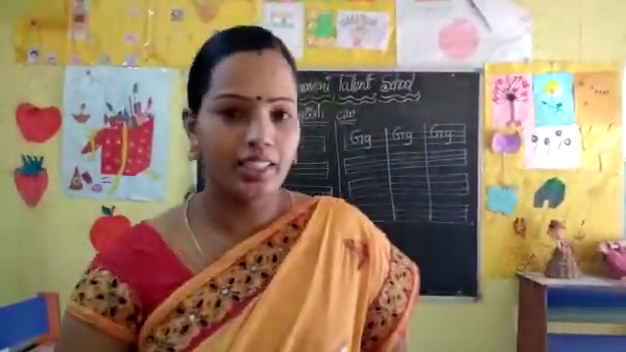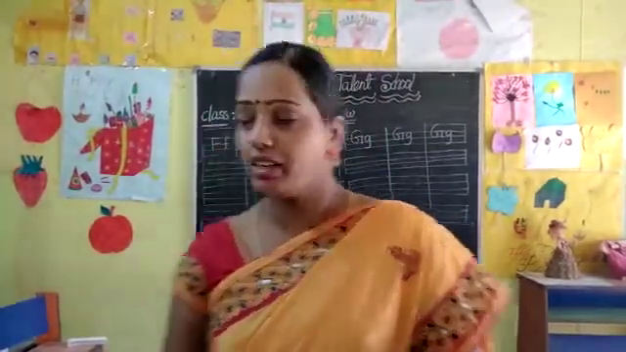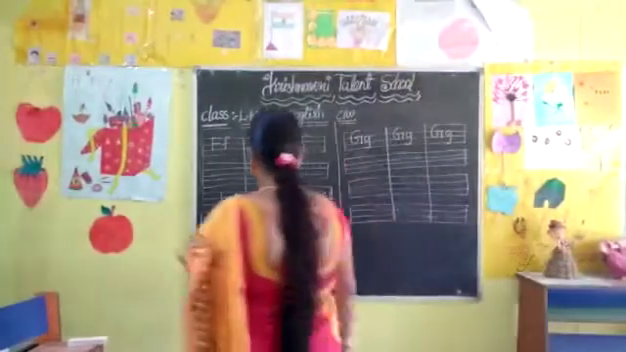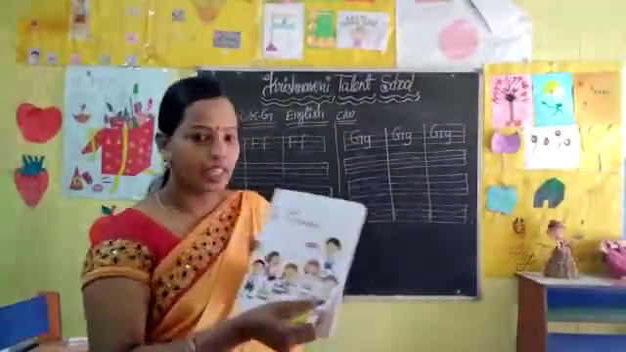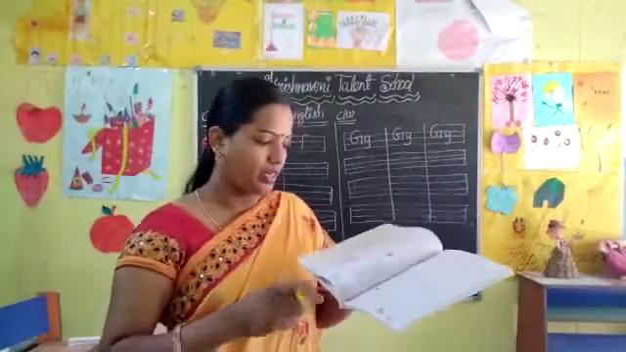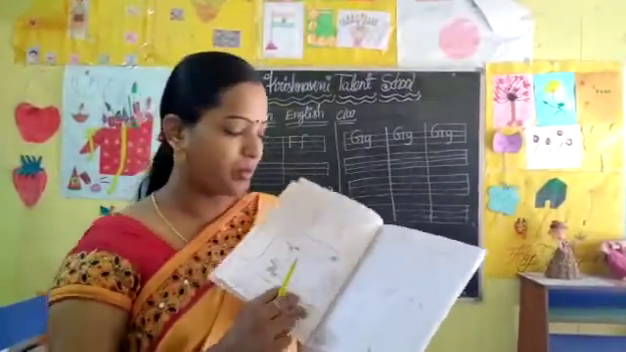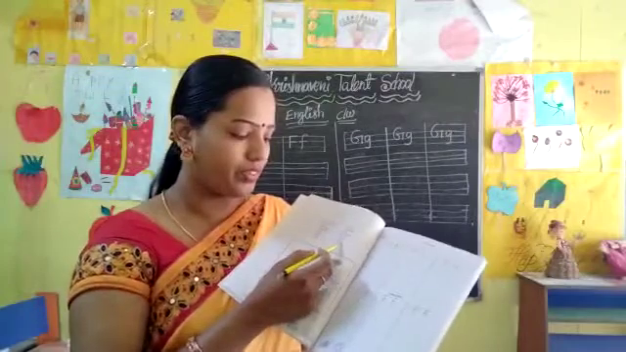Okay, children, in English subject, what we learned in previous classes, we learned the letters from A to E. Today we will learn the letters F and G. Take out your English practice book and open page number 26. What is there on page number 26? Capital F and small f is there.